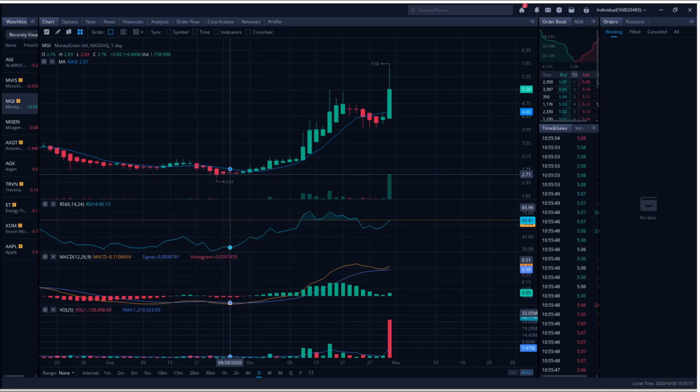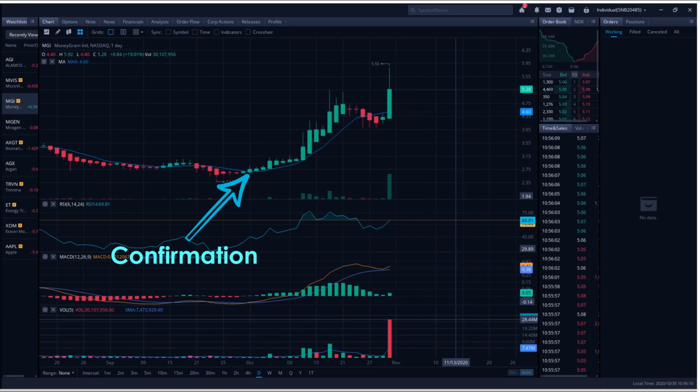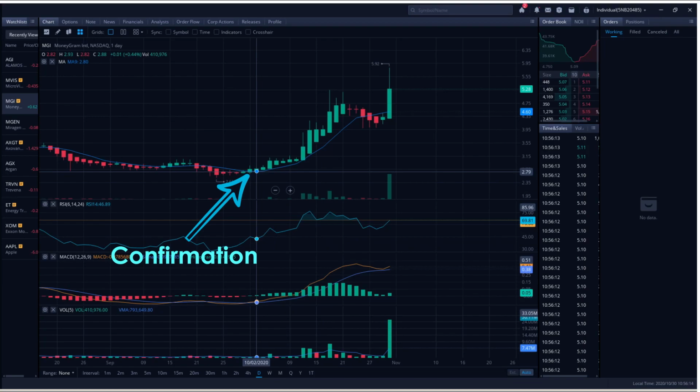So confirmation is when our first green candle crosses, touches, anything, closes above this 9-minute simple moving average line. Now, other things have to be in play, like the RSI indicator, the MACD, volume, all those things have to create a good setup. But we're not going to buy or enter into the trade until it confirms on this 9-minute moving average, basically saying there's price action here, there's strength, let's go.